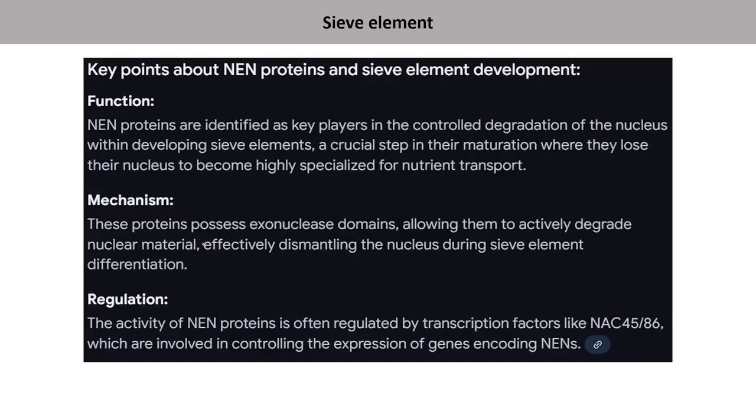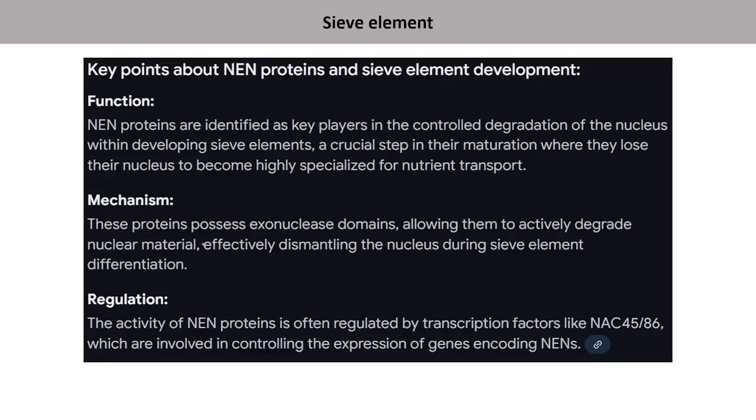So NAC is a kind of transcription factor, and as we talked about earlier, any transcription factor will bind to the promoter of the gene, and then it will help in the transcription of that gene. So in this case, that transcription factor will bind to the promoter region of the NEN gene, the gene which is responsible for producing the NEN proteins. And when NAC binds to the promoter, it will help in transcription of the NEN gene, which will eventually produce the NEN proteins.